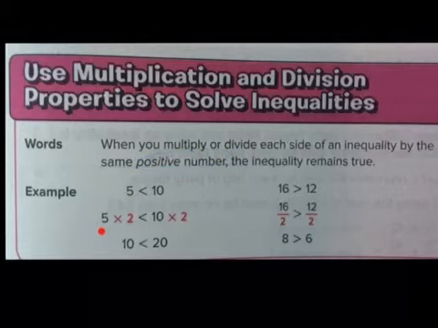Quickly, as you can see here, if we multiply one side by 2, you have to multiply the other side by 2, so the inequality remains true. And if you divide by 2 on this side, it becomes 8. You have to divide by 2 on this side, so it becomes 6, and the inequality is still true. 8 is greater than 6, just like 16 is greater than 12.